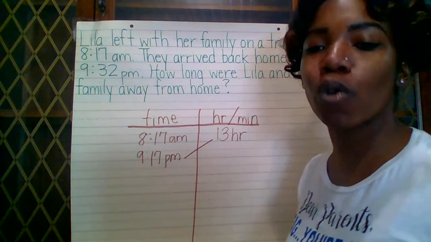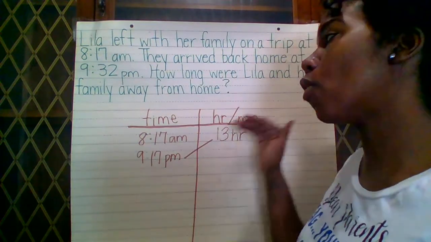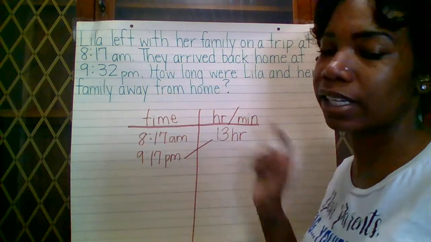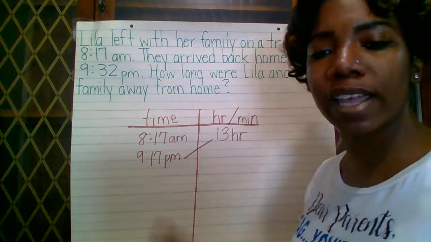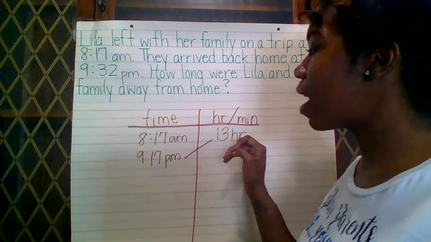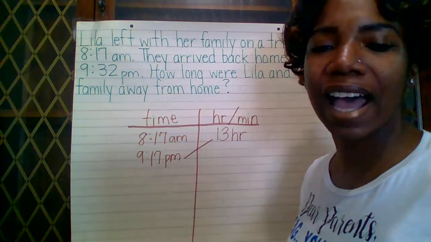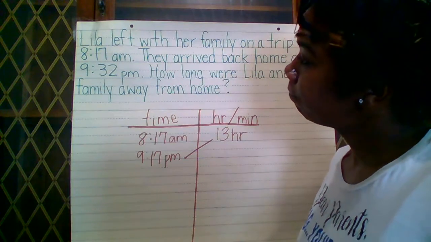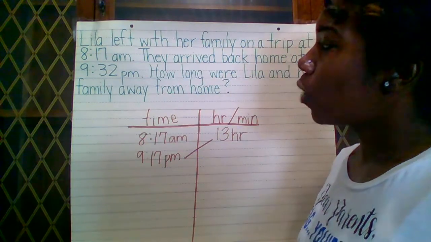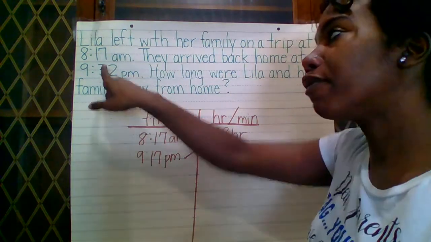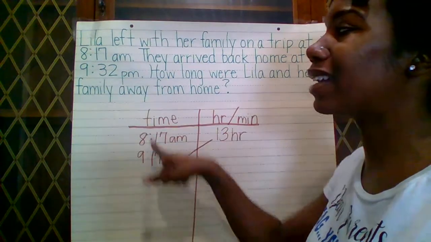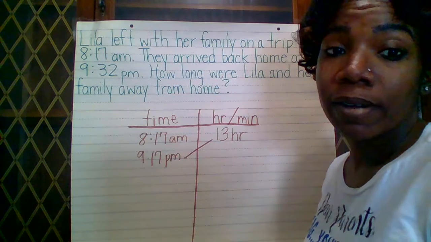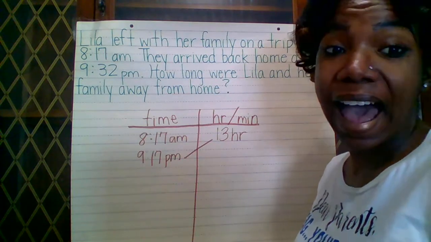Now, Ms. Bledsoe is going the quickest way. You could go hour by hour, but of course that will take a long time. That's 13 hours. So the easiest way is just to count up. So now in 13 hours, it is 9:17 p.m. What do I have left? I have a few minutes. I'm at 17 and I need to get to 32. What's the easiest way? Well, we can count by fives.